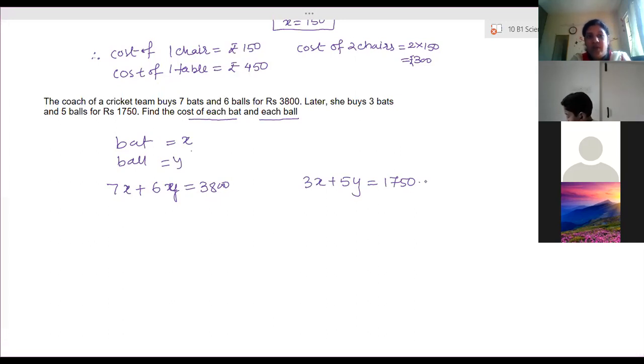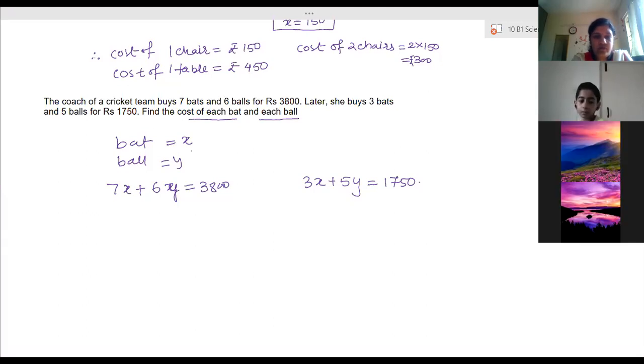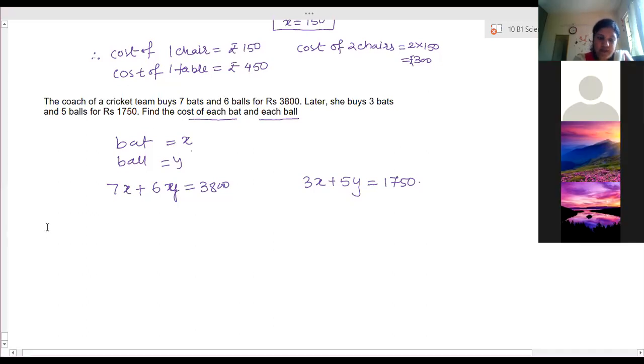You have to write cost of one bat is equal to rupees X and cost of one ball is equal to rupees Y. And then directly you can write the equation. Ma'am, Y value is 50, right? Yes, right. Ma'am, and X value is 500. Yes, right. X is 500.